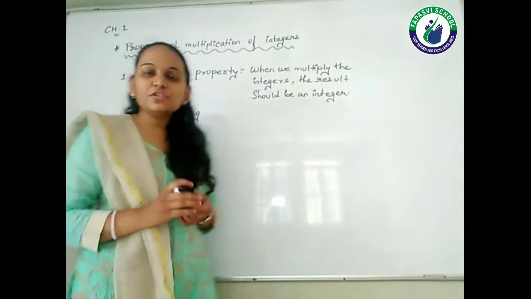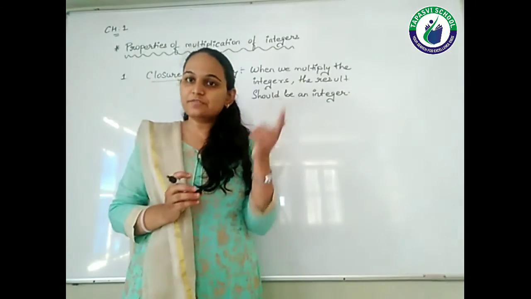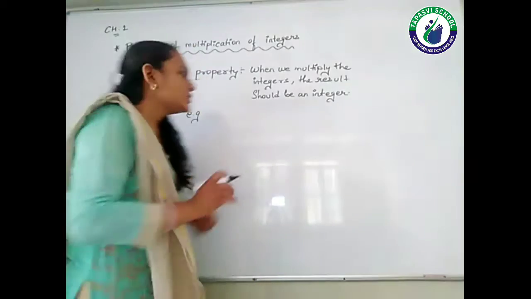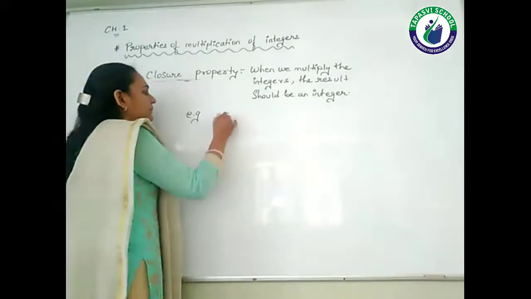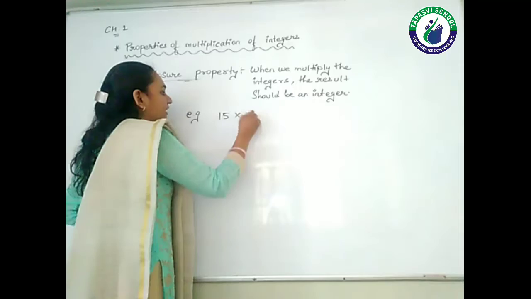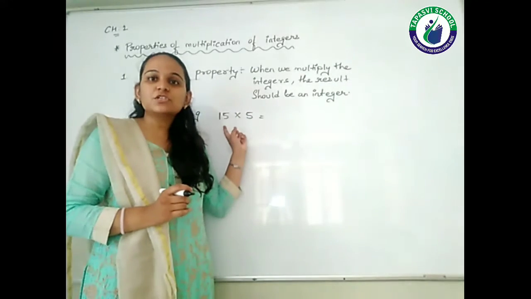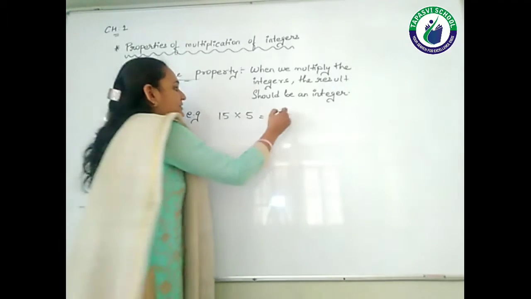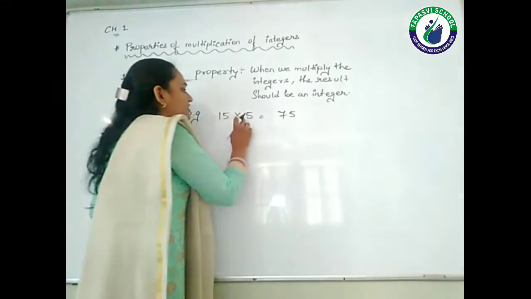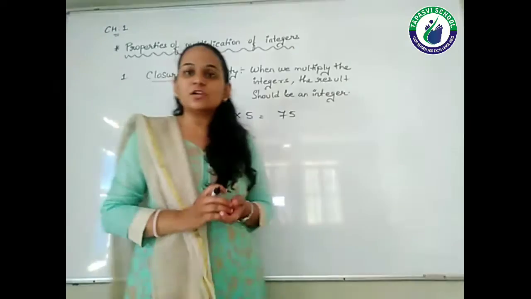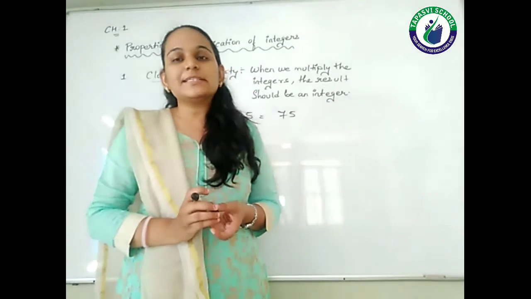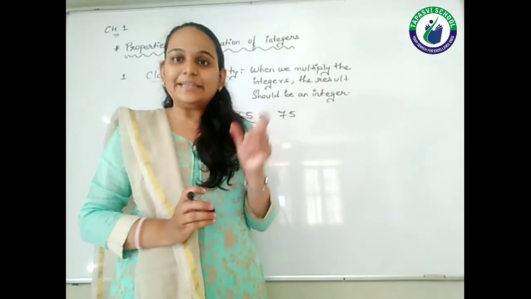First of all I am taking a combination of positive and positive. So 15 multiplied by 5. 15 is positive, 5 is also positive. So 15 fives are 75, and positive times positive, the result is always positive. So I can say that the answer is an integer.